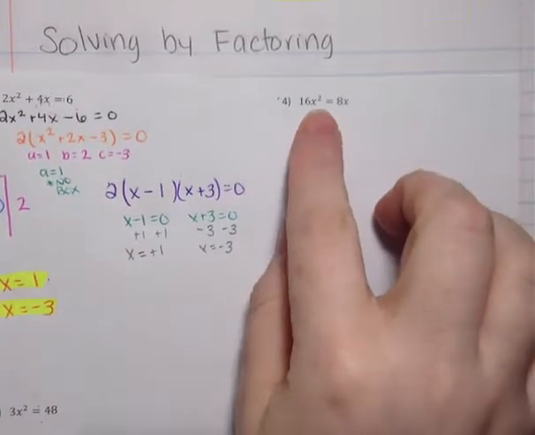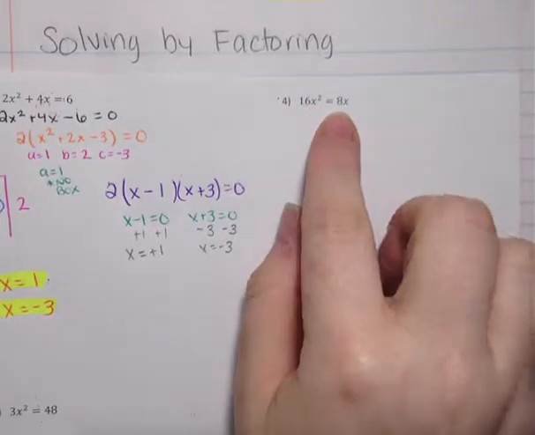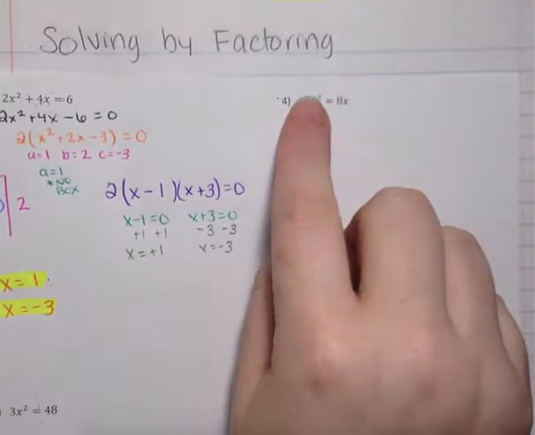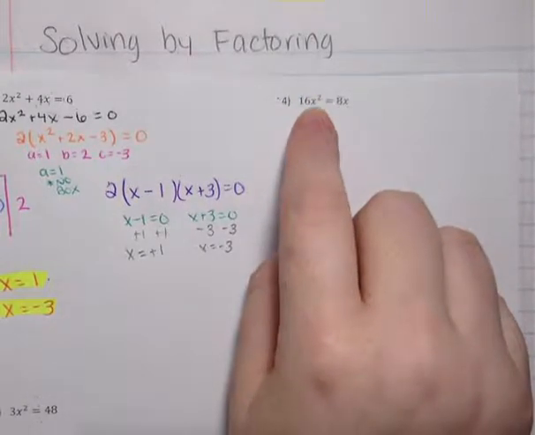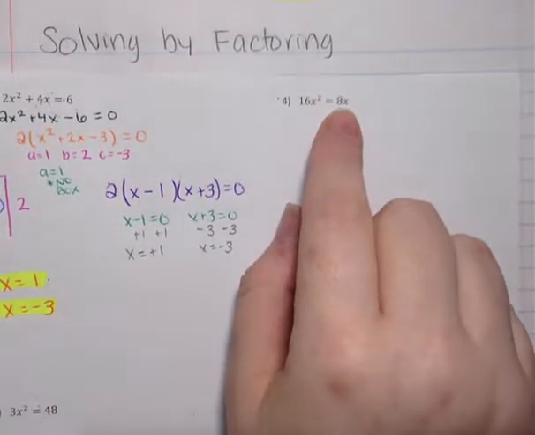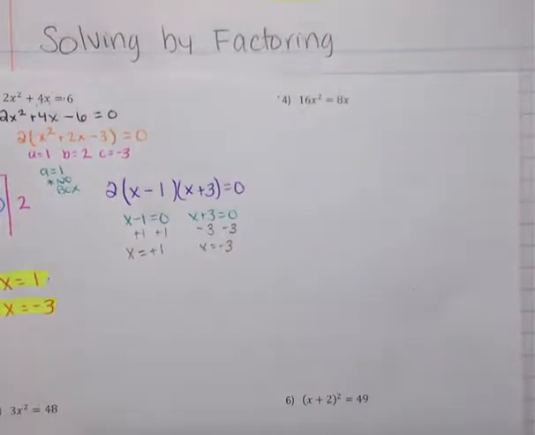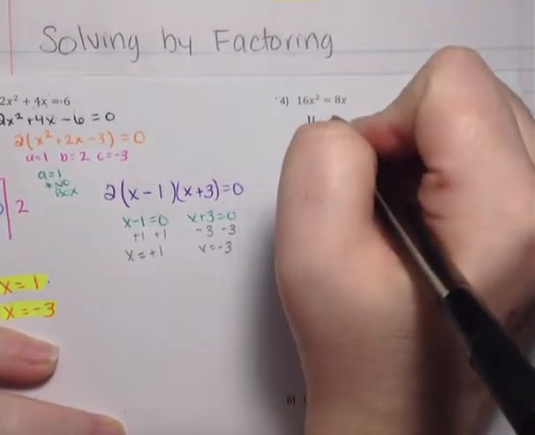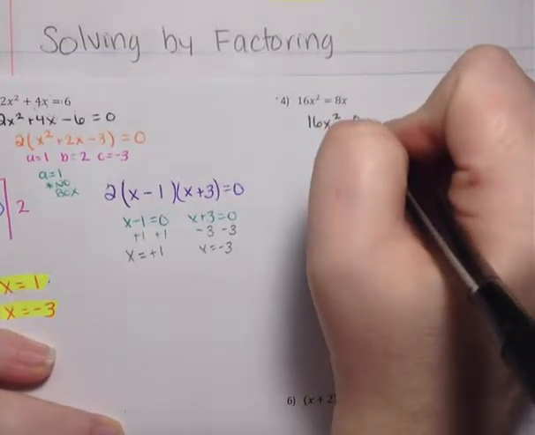On this next question, again, we need to put it into standard form, so we need to have this equal to 0. We have a positive 16x squared, so our x squared is positive. We'll need to move the 8x to the other side. We'll subtract that 8x. We'll have a positive 16x squared minus an 8x is now equal to 0.